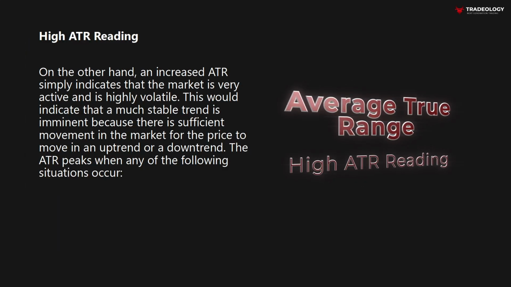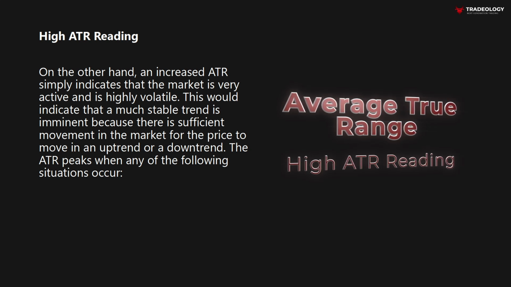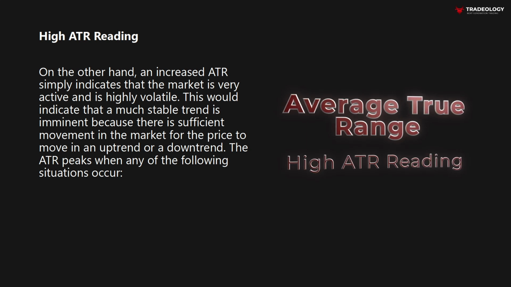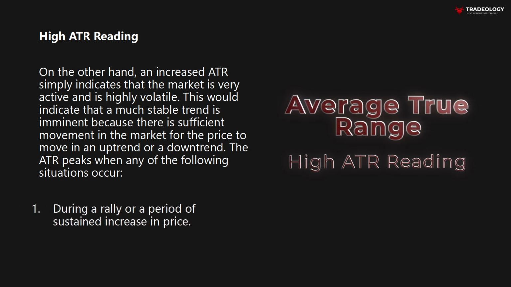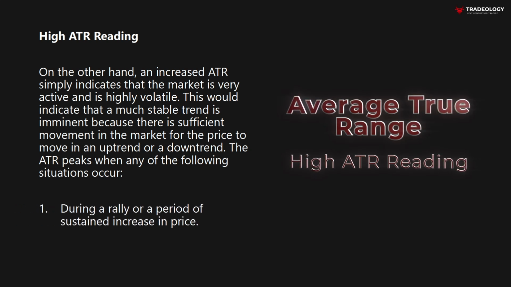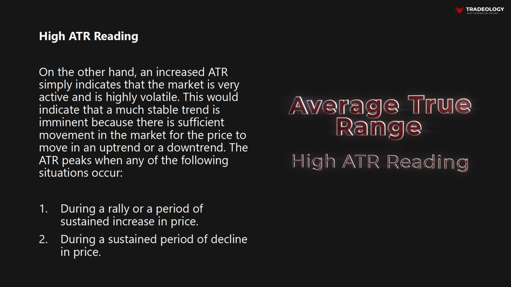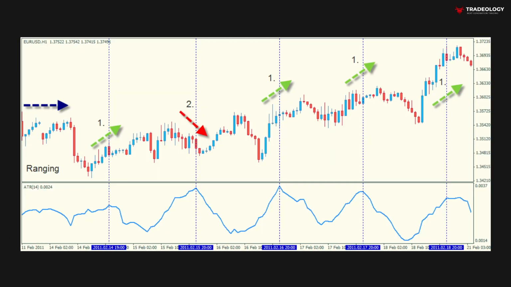High ATR reading. On the other hand, an increased ATR simply indicates that the market is very active and highly volatile. This would indicate that a much stabler trend is imminent because there is sufficient movement in the market for the price to move in an uptrend or downtrend. The ATR peaks when any of the following situations occur: during a rally or a period of sustained increase in price, or during a sustained period of decline in price. Take a look at the image. As you can see, the ATR increases when the market is moving up or down, and it usually peaks when a sustained movement has occurred.